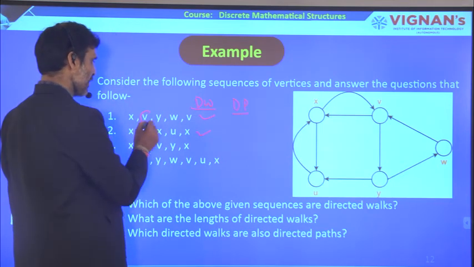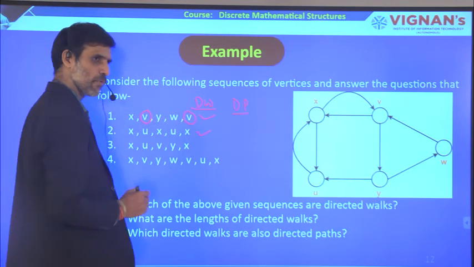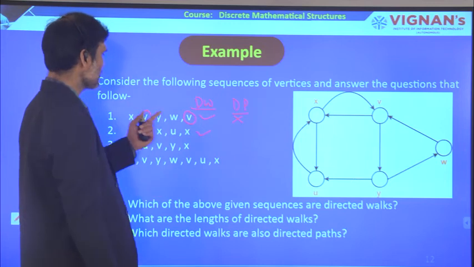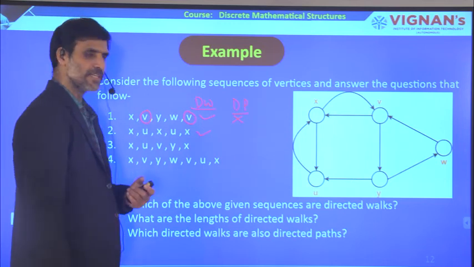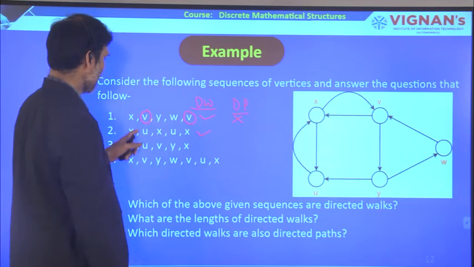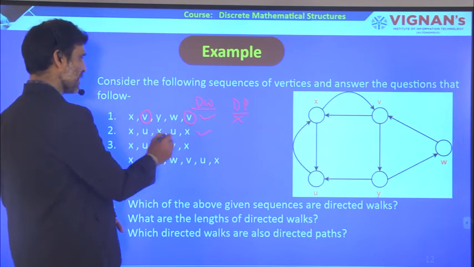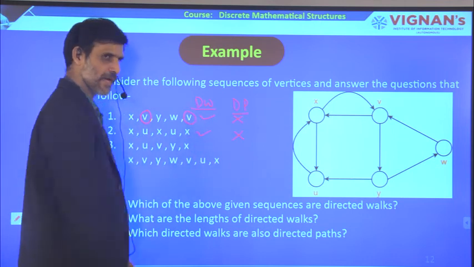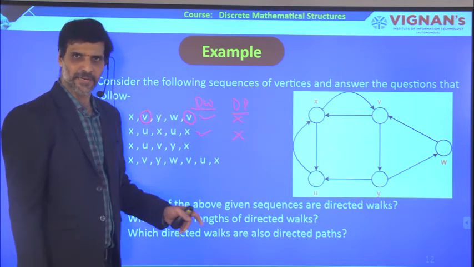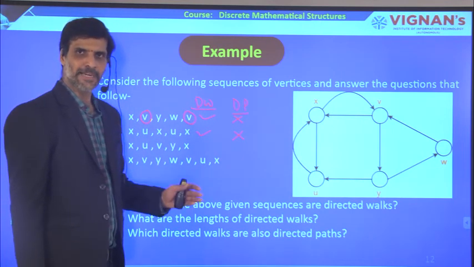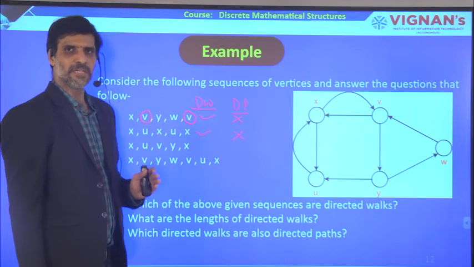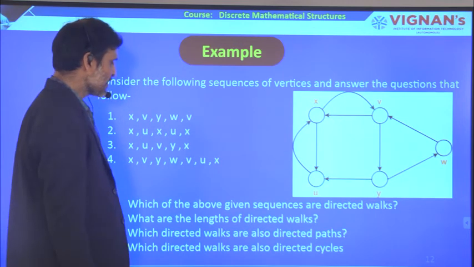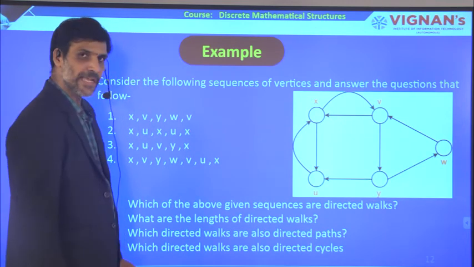So here how many times is it repeated? Twice. Therefore it is not a path, since the vertices are repeated. And coming to the next one, x is repeated 3 times and u is repeated 2 times, therefore it is not a path. Even though both are directed walks, they are not directed paths, since in both cases the vertices are repeated.